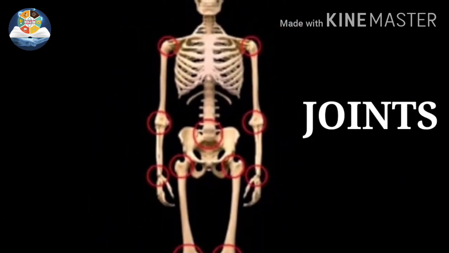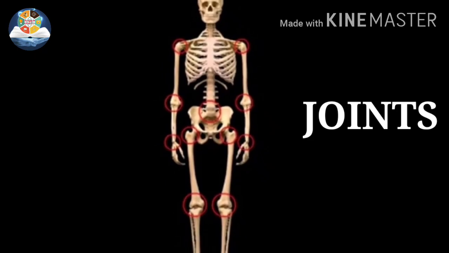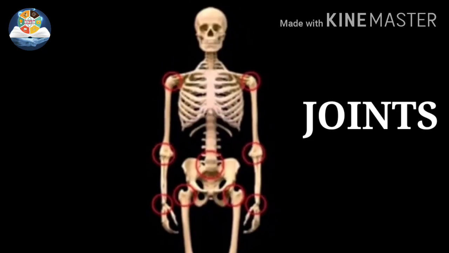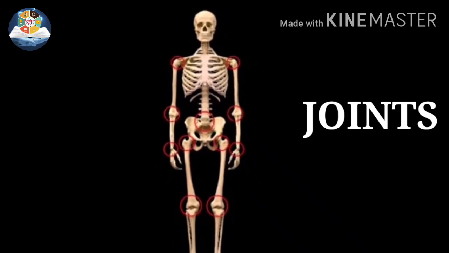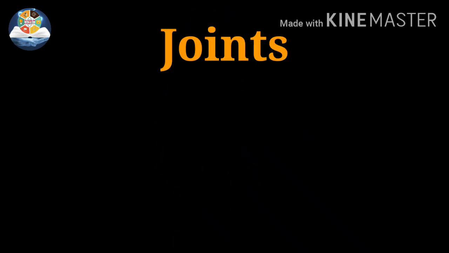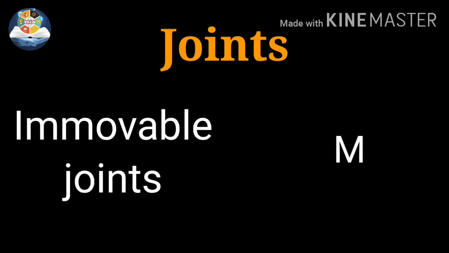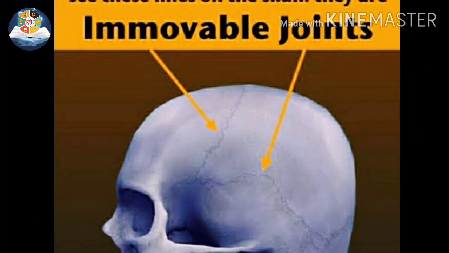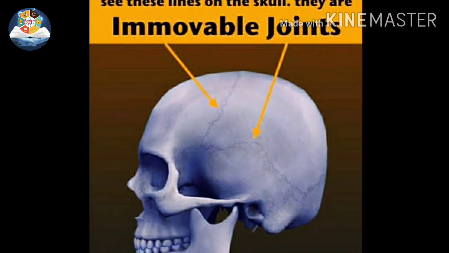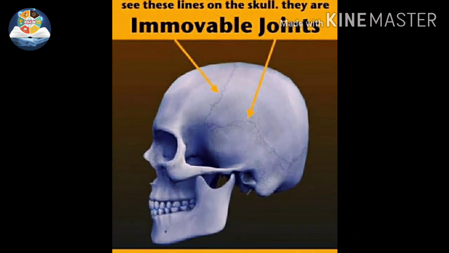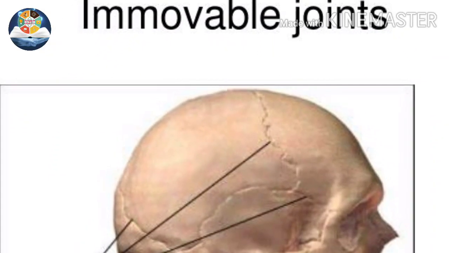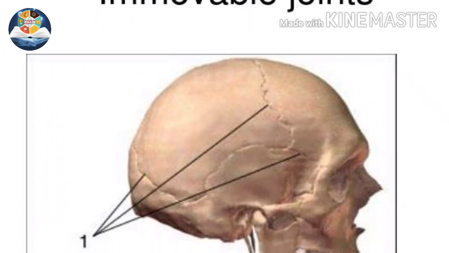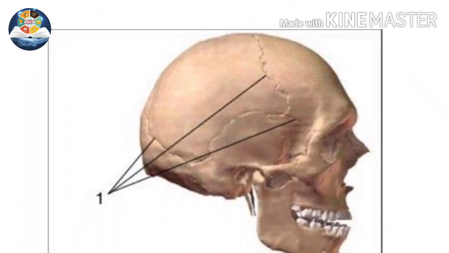Joints. The bones are fitted together by means of certain structures. These structures are called joints. There are two main types of joints: immovable joints and movable joints. Let us first discuss what immovable joints are. Immovable joints are the joints where no movement of the bones is possible. Joints of the bones of the skull are immovable joints.